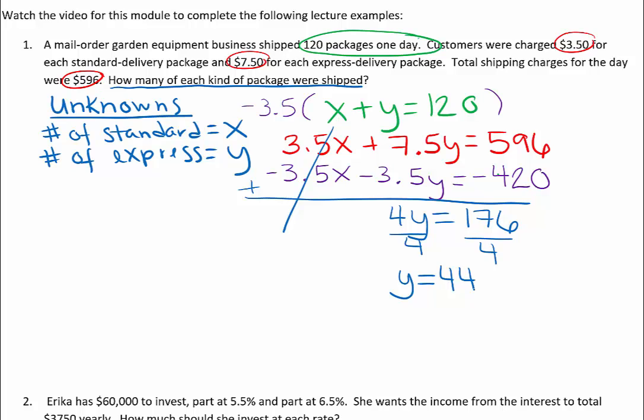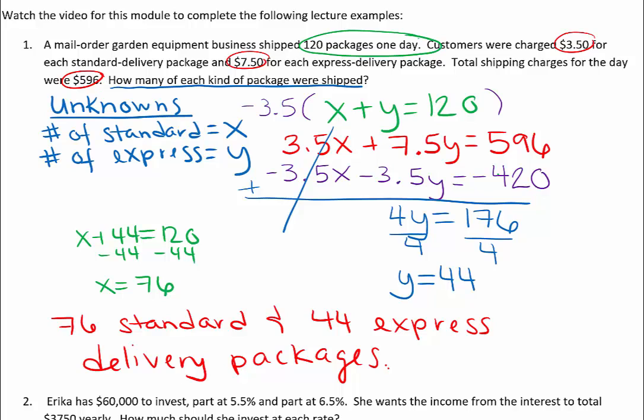176 divided by 4 is 44, so y equals 44. I'm going to take this number, plug it into that first equation. x plus 44 is 120. Subtract the 44, so x is 76. So that means we must have 76 standard delivery and 44 express delivery packages.